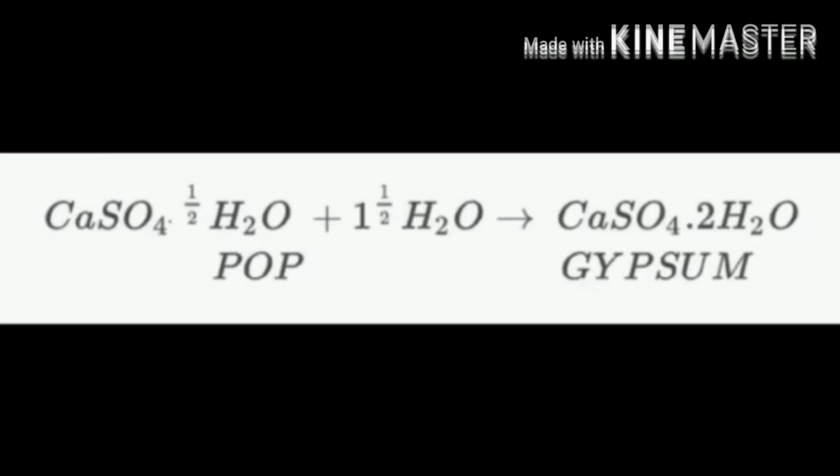Let us see the preparation of gypsum. Gypsum can be obtained from plaster of Paris on adding water to it. You can see here the equation in which calcium sulfate hemihydrate on mixing with the water gives calcium sulfate dihydrate, that is gypsum. Calcium sulfate hemihydrate is another hydrated salt that we are going to discuss next.